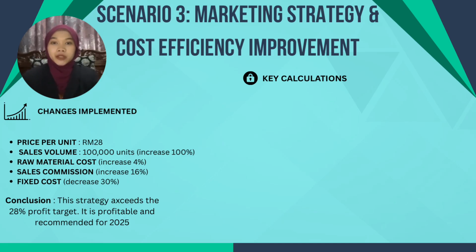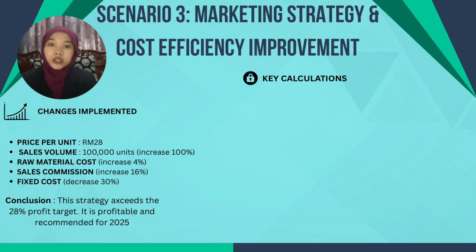Now, I will present about scenario 3, which is marketing strategy and cost efficiency improvement for EcoGlow lighting. In this scenario, EcoGlow implements several strategy changes. First, the selling price per unit is increased to 28 ringgit. Second, sales volume is expected to double from 50,000 to 100,000 units.